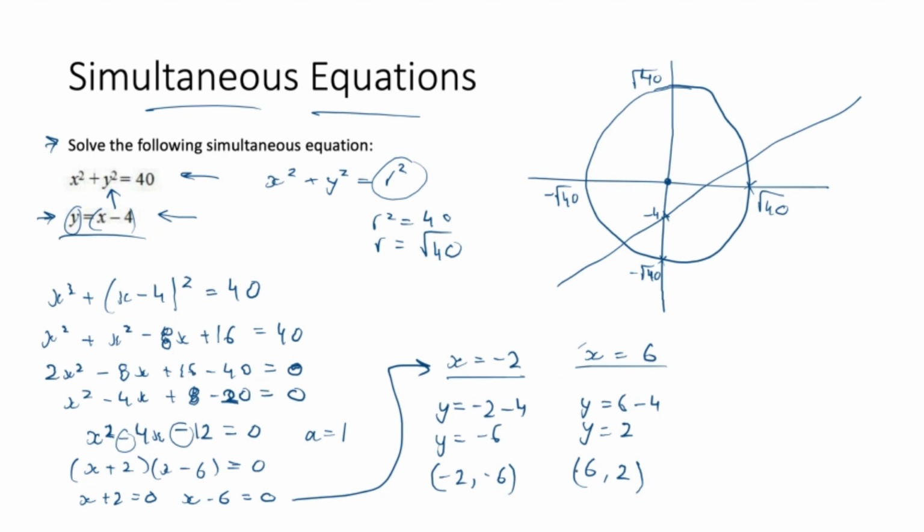Makes sense. So if we go back to this graph, which is accurate enough for me to explain this, we have the 2 points of intersection right here, and you can guess by just looking at the signs which ones these are. So the bottom one is minus 2, minus 6, and the top one is 6 and 2.